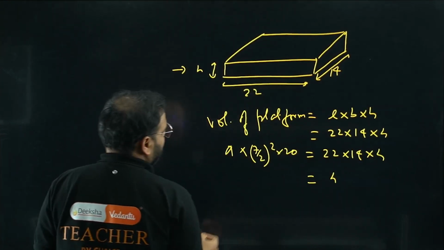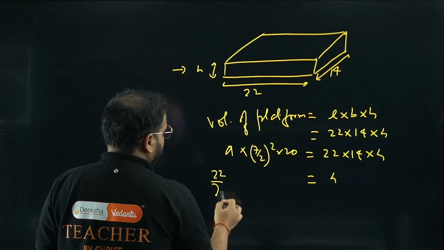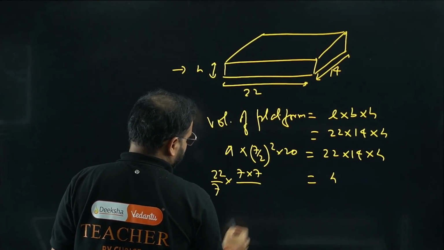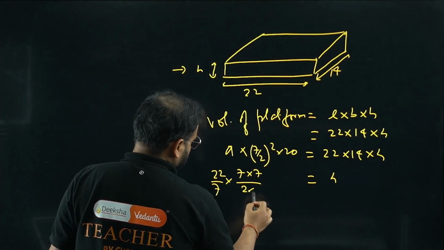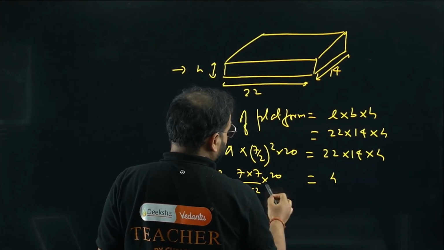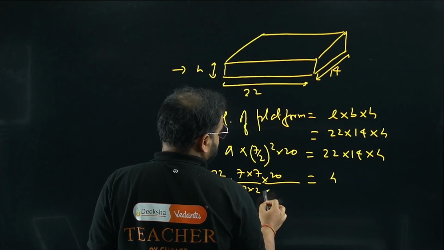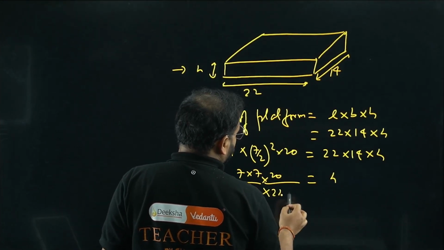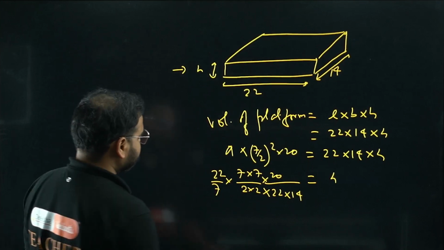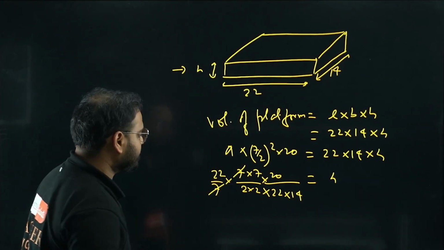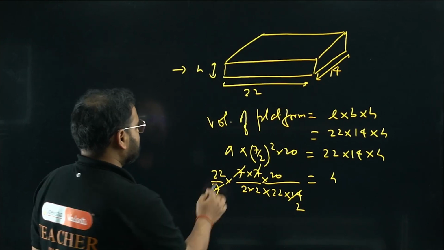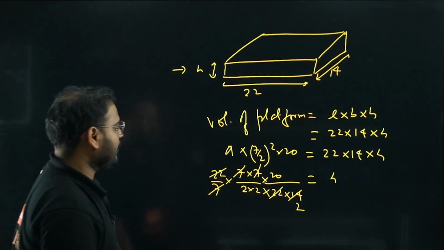Check this out. What am I getting? 22 by 7 into 7 into 7 by 2 into 2, into 20 over here, and the rest of this will come in the denominator. Please check this out. What am I getting? 22 into 14, right? Have a look. 7 goes out over here. 7 twos are 14 over here. 22 again cancelled.